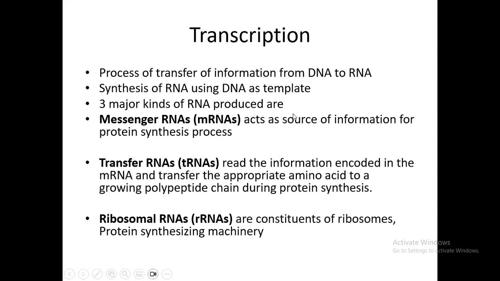There are three different types of RNAs: messenger RNA that acts as a template for the protein synthesis process, transfer RNA that acts as a carrier of amino acids during protein synthesis, and ribosomal RNA, which forms the actual protein synthesizing machinery.